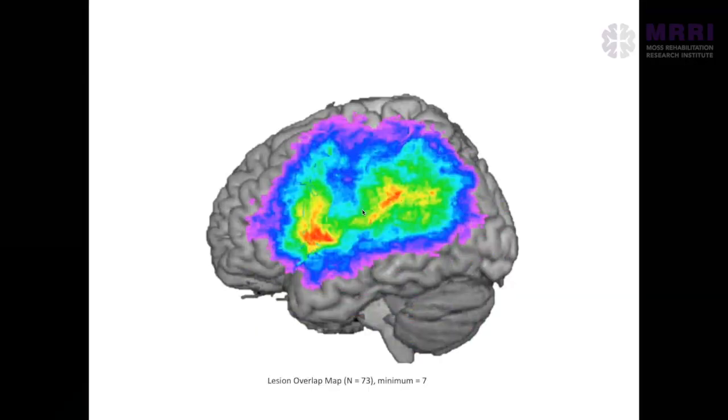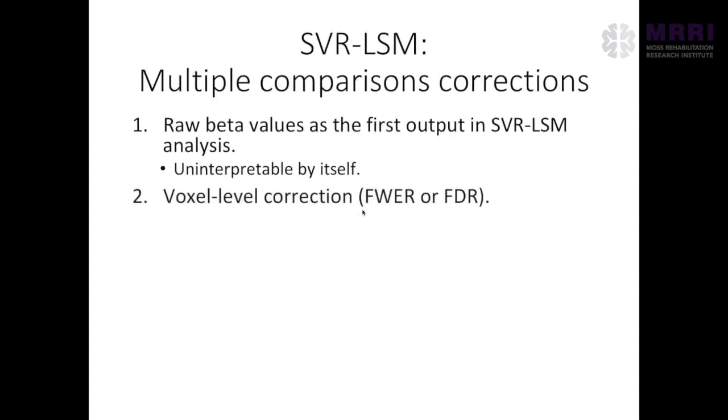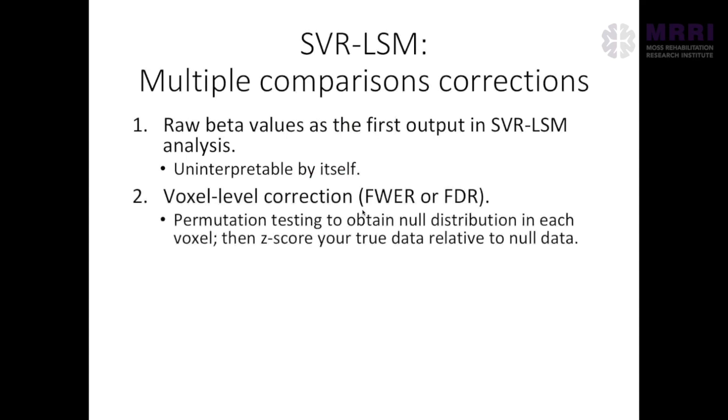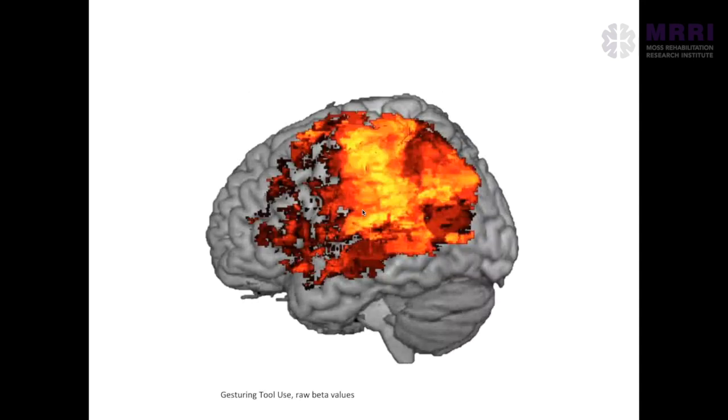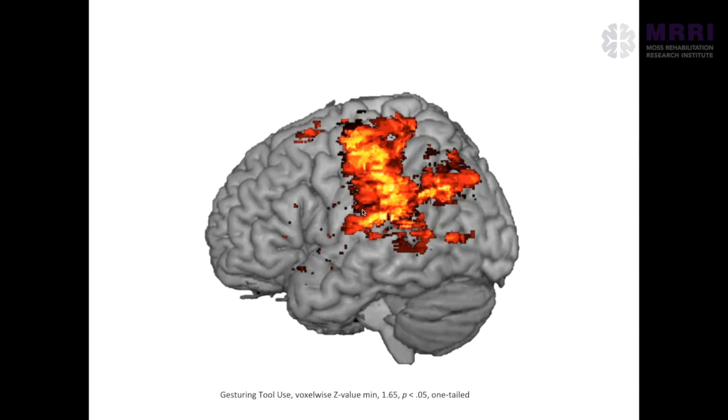And so to come back to this map, okay? So as I just described, permutation testing allows us to Z-score our data. So you go from this to that, okay? So now here are the same data, gesturing tool use, set to a minimum of 1.65. So this is a Z-score associated with the P that you tell the SVR-LSM GUI to use. So .05 is one way of going about it. And because, as we mentioned, you specify the direction of your data, whether you're interested in people who do worse, like, so high scores are good. So that means you're going to look at where lesion presence is associated with worse performance in the task, okay?